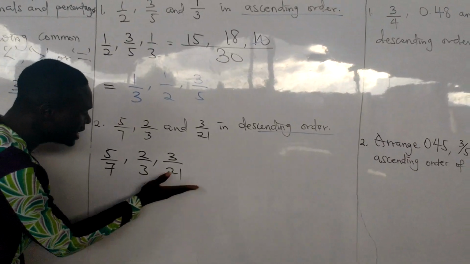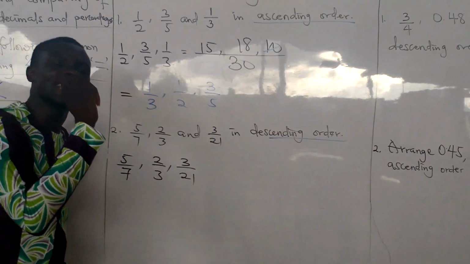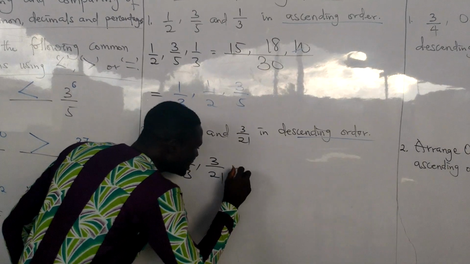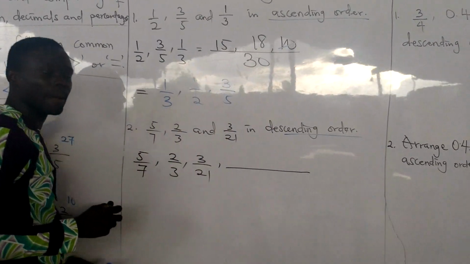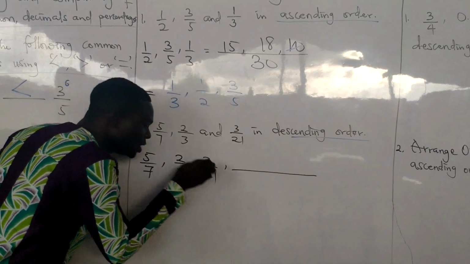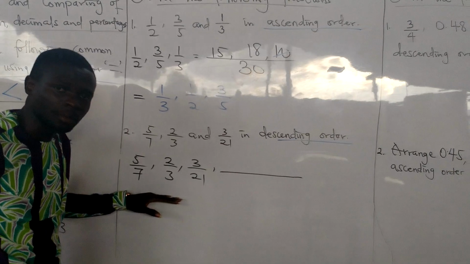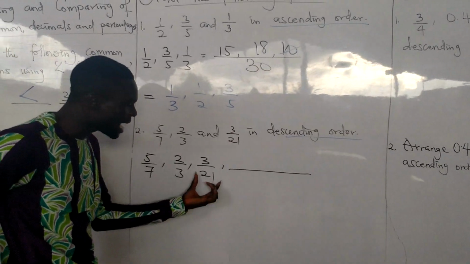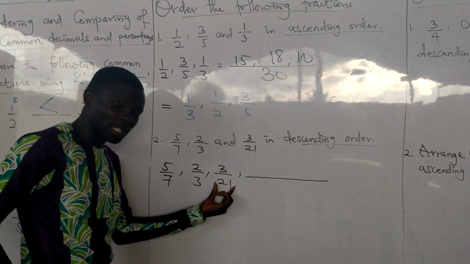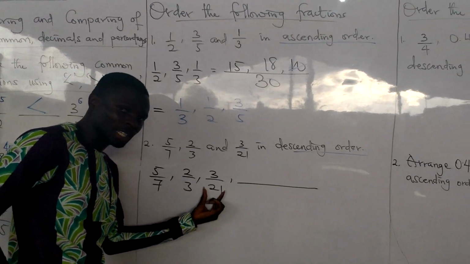Now, the denominators that we have here are not the same, or they are not common. So I have to find the LCM for the 3 denominators, which is 7, 3, and 21. But when it comes to the denominators here, we can see that 7 can go into 21, which is one of the denominators. Then 3 can also go into 21, which is also one of the denominators.